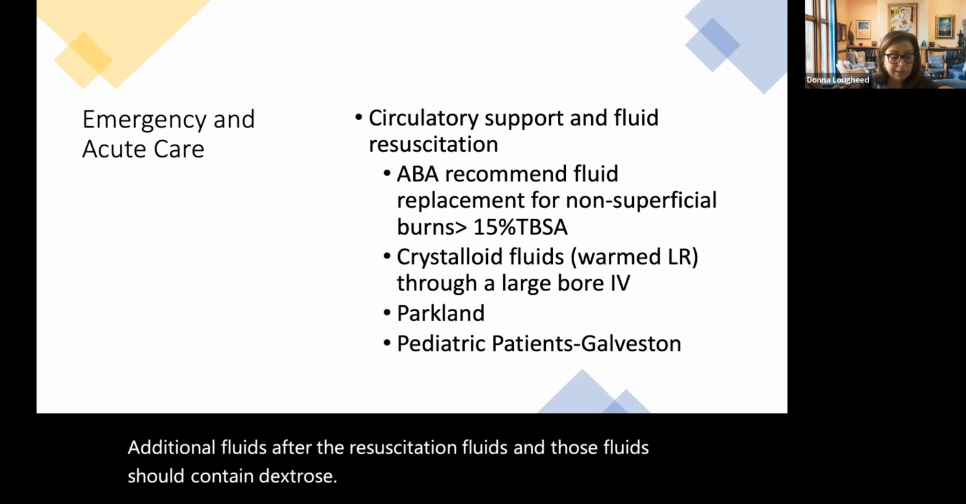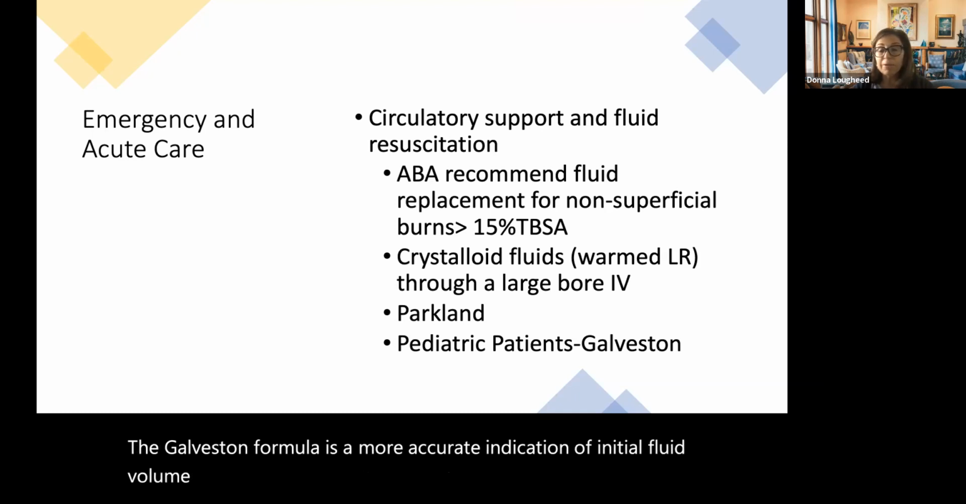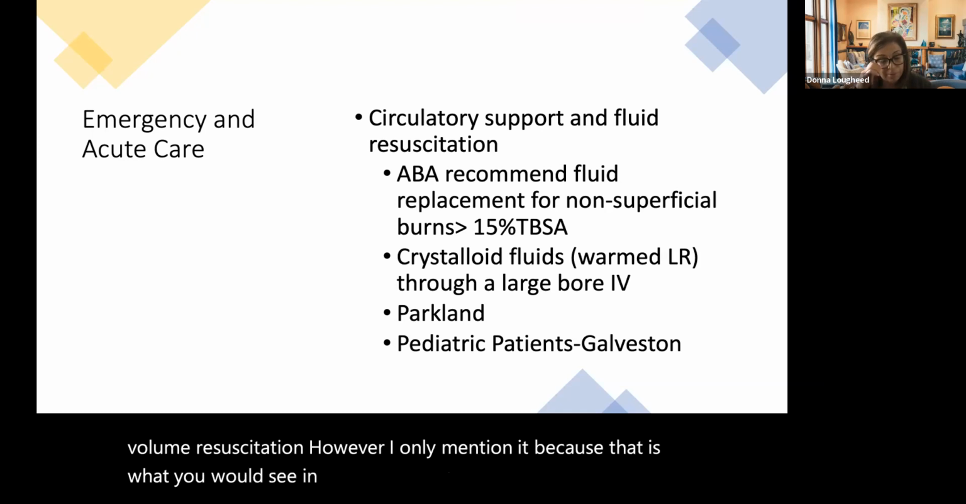The Galveston formula is a more accurate indication of initial fluid volume resuscitation. However, I only mention it because that is what you would see in that advanced level of care for a pediatric patient. You would see the Galveston.